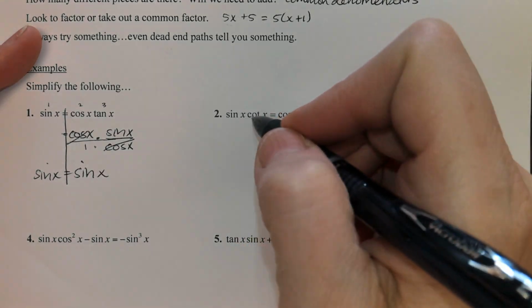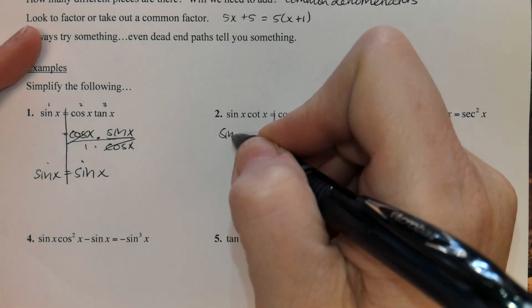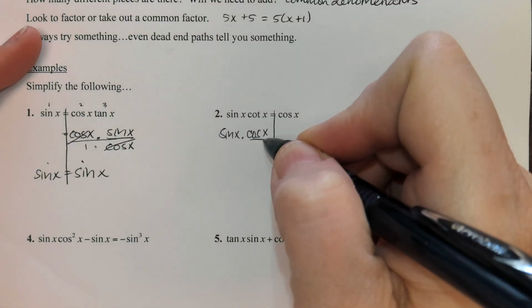Same kind of concept. The more difficult side is the left. So I've got sine times, and then I've got cosine x and sine x.